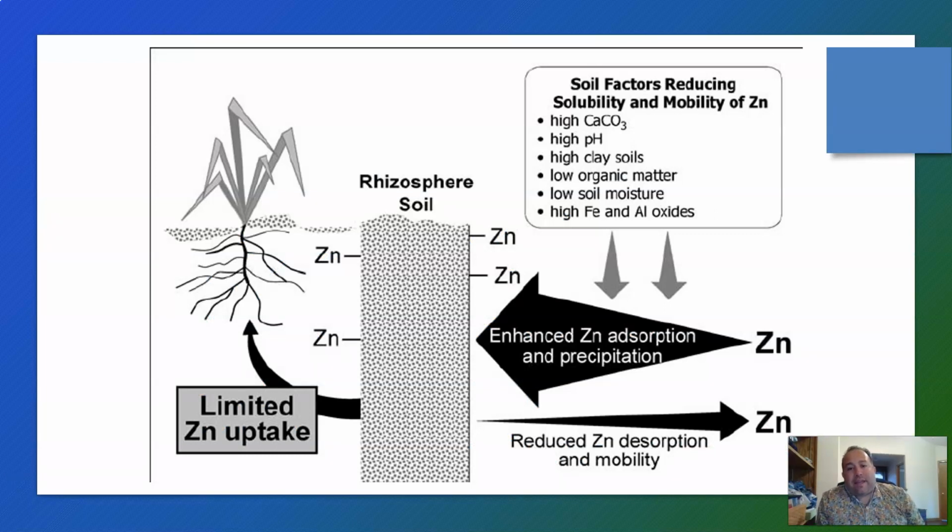So things that would reduce the mobility of zinc getting into the system: having a high amount of limestone, having a high pH, having high clay soils, having low organic matter, having low soil moisture, and having a high amount of iron and aluminum oxides. All of those things prevent zinc from working into the system and getting up to the plant.